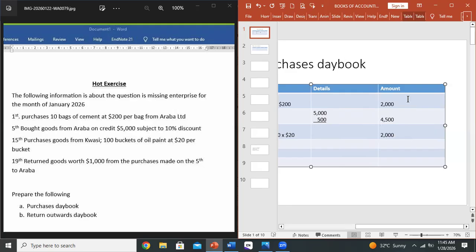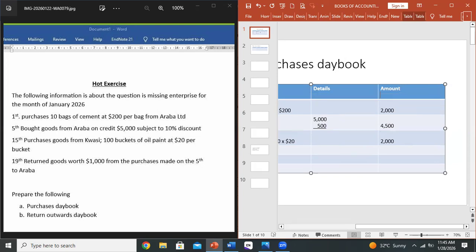Please, under the amount column, you always need to put your currency. Very important. As well as under the details column. So those who are not putting the currencies there, that's why I didn't get the full mark.